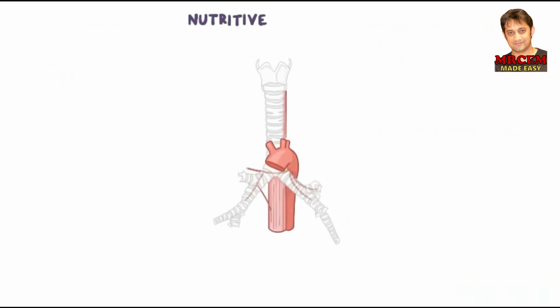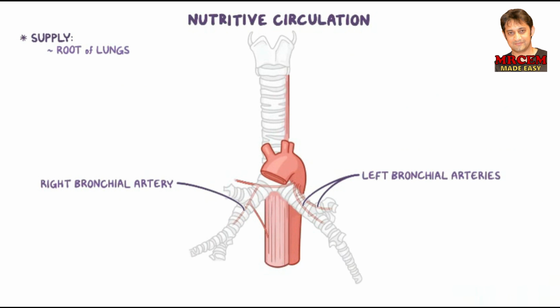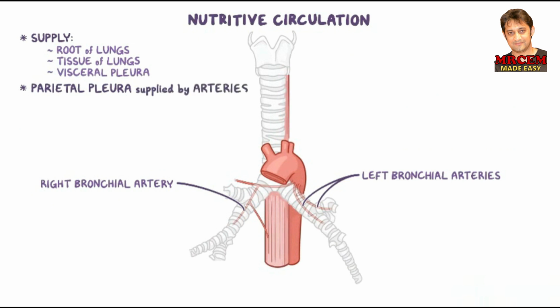Regarding the nutritive or bronchial circulation, there are two left bronchial arteries and a single right bronchial artery that supply the root of the lungs, tissues of the lungs, and the visceral pleura. The parietal pleura is typically supplied by the arteries supplying the thoracic wall. Now, the two left bronchial arteries usually arise from the thoracic aorta.